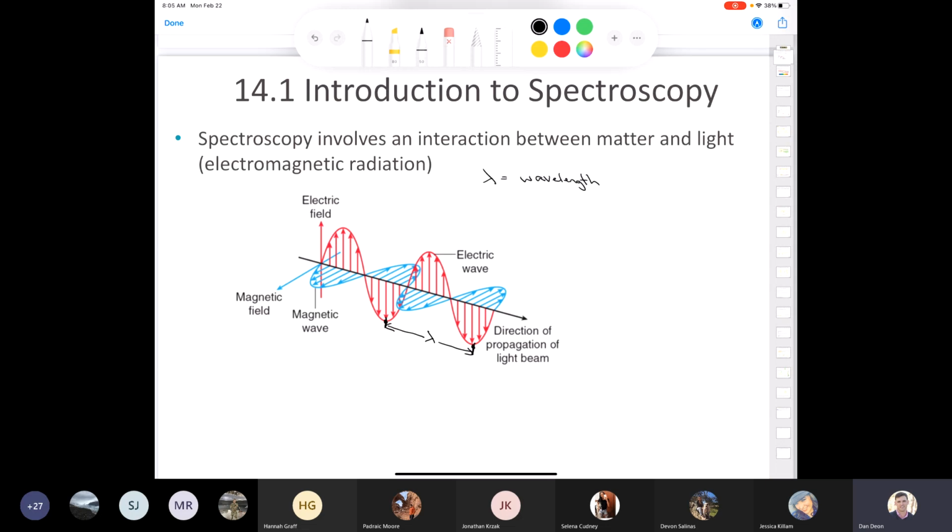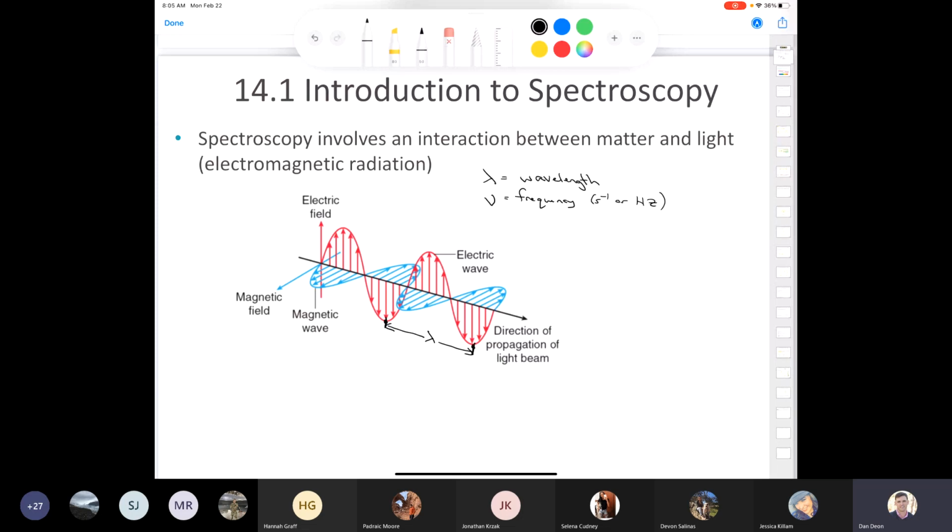While for frequency, we use nu, and frequency describes the number of wavelengths that pass through a particular point in space per unit time. Wavelengths can be measured in meters or centimeters or nanometers or micrometers, it doesn't matter. You need some kind of length, whereas frequency is generally measured in reciprocal seconds, which is the same thing as a hertz. If you've studied physics, you've probably seen the hertz before. So a reciprocal second and a hertz are identical.